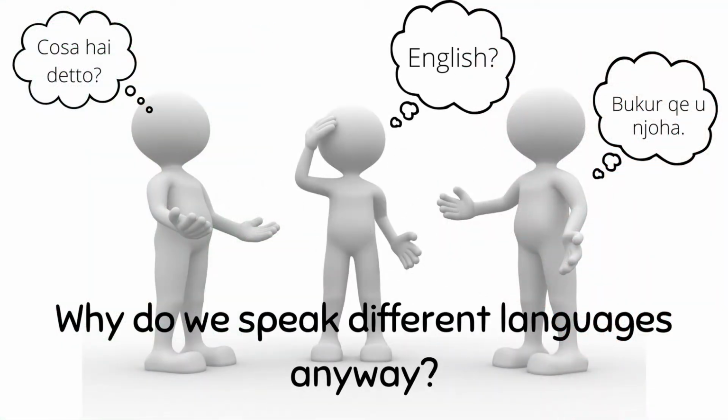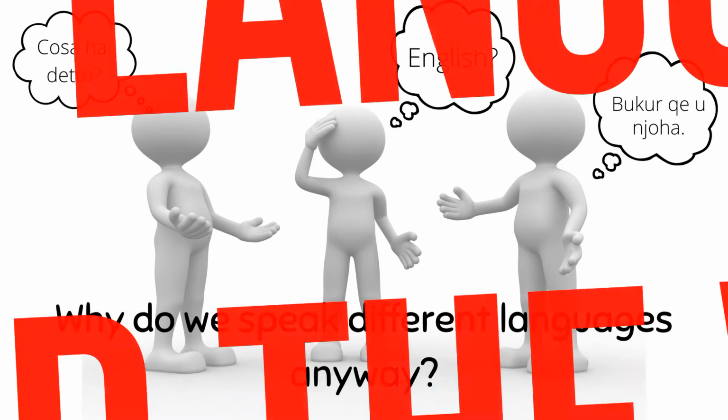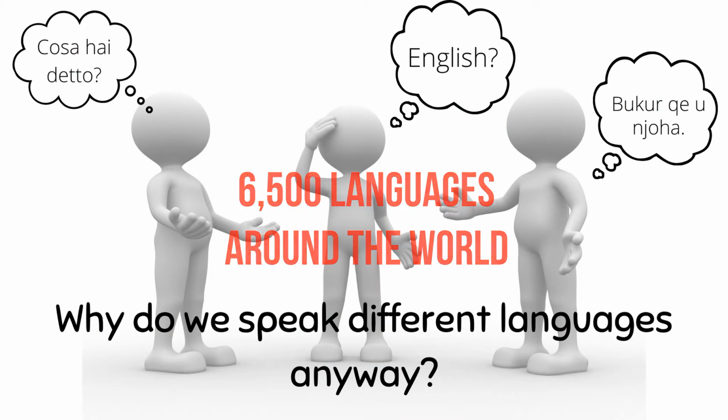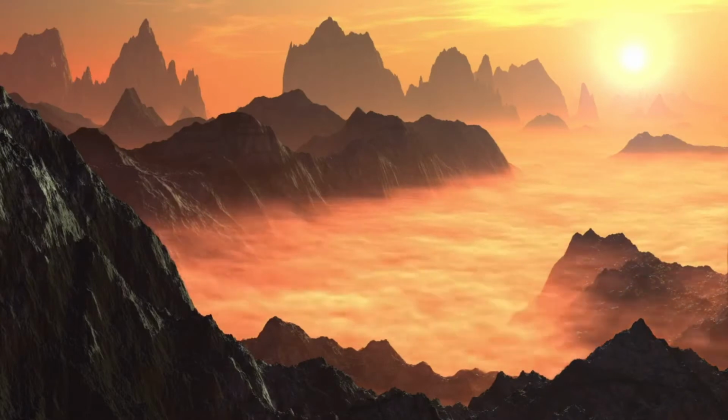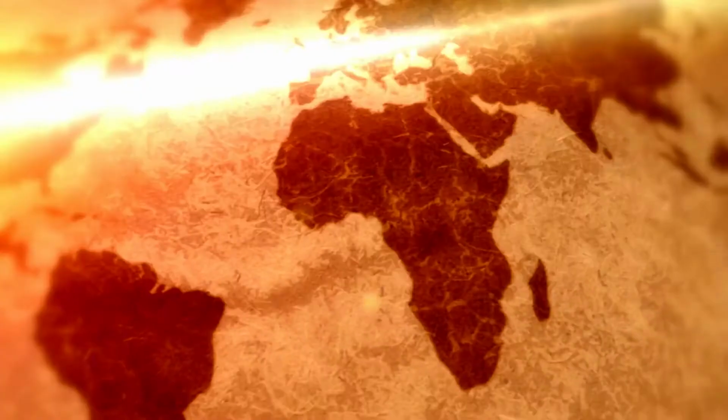So let's start at the very beginning, with the question, why do we speak different languages anyway? I mean, where did they all come from? And why are there so many? There are over 6,500 languages spoken all around the world. Yeah, that's 6,500 languages. Let's go back in time, to about 6 million years ago.